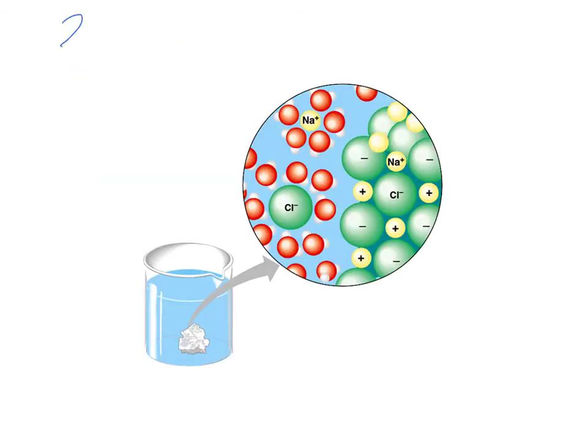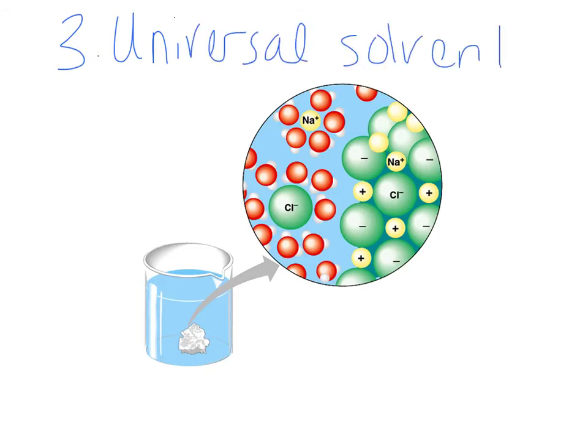So our third property of water that we're going to talk about is what's called a universal solvent. Water is the universal solvent. And you remember solutions are made of solutes and solvents. Solvents are the ones that do the dissolving. Okay, so water is really good at breaking stuff down. It's really good at dissolving things, especially ionic compounds, things with ionic bonds.